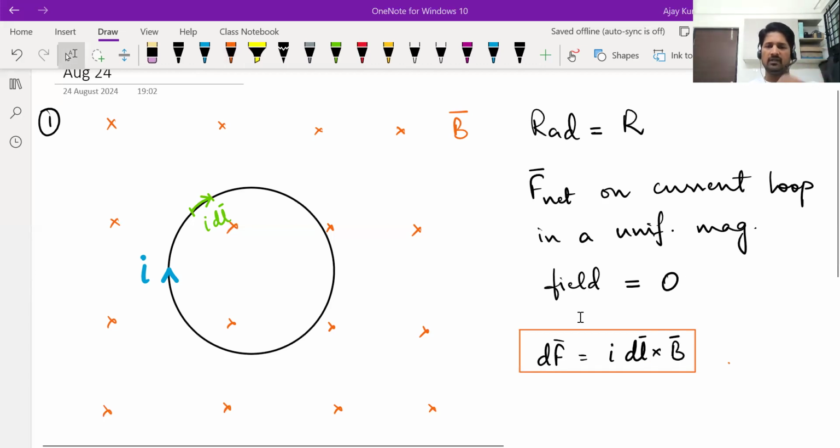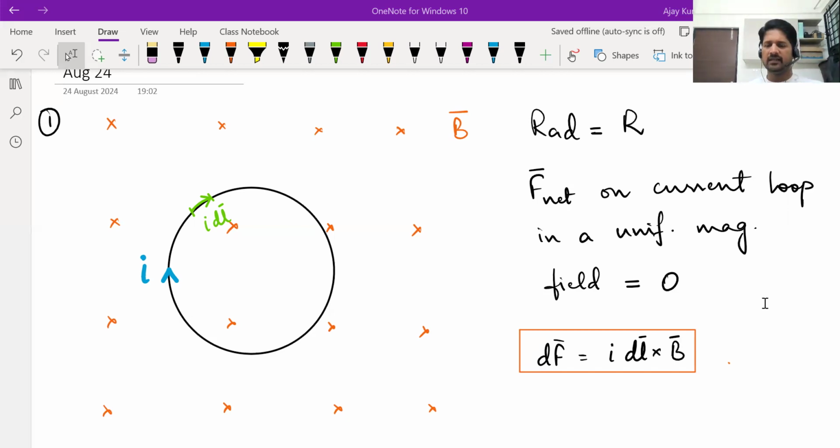Isha, what do you think is the direction of IDL cross B here? Sir, it will be perpendicular, sir. Perpendicular to? The loop, sir. Okay. Will it be outward or inward? Suppose if you consider this, it will be at the top left corner, sir. So is that radially outward for the loop? Radially outward, sir. That is what I'm asking.